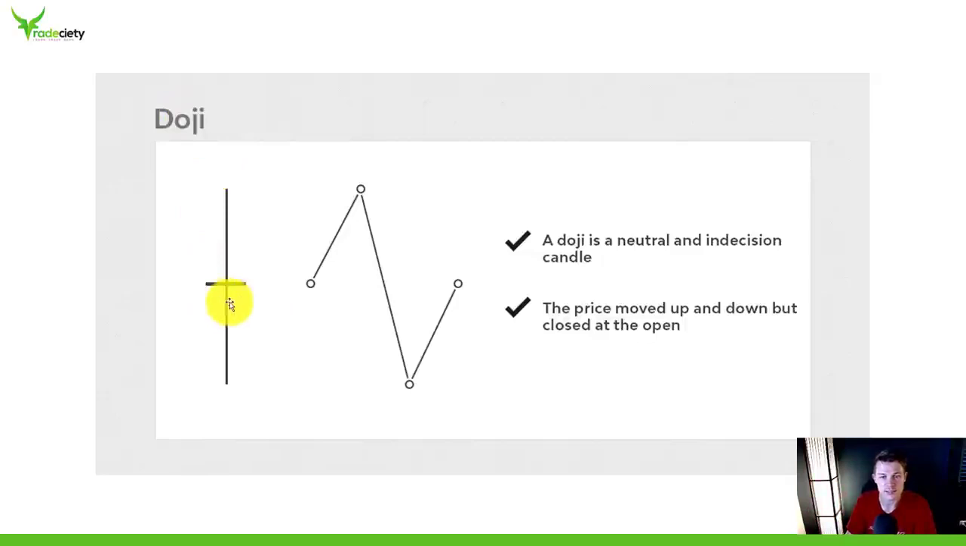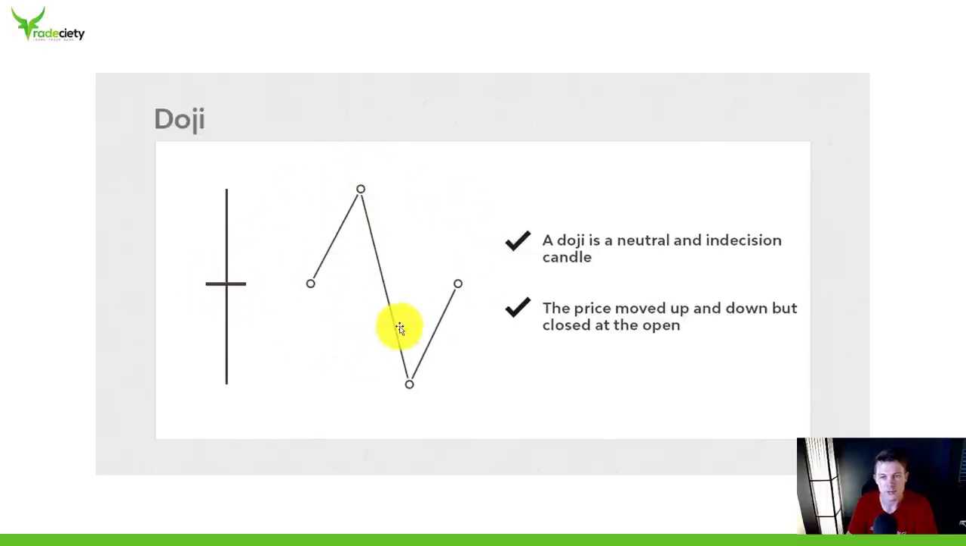But the doji, what does it tell you? It is more of an indecision candle. It is a neutral candlestick. The price opened here at the body. It may have moved all the way to the top and all the way to the bottom and then closed right where it opened. Or obviously the opposite could have been true. It may have opened at the body open, may have moved lower first, may have moved higher first afterwards, and then closed at the body.